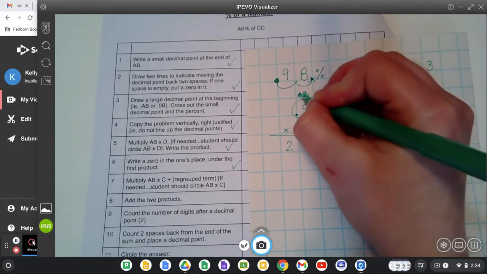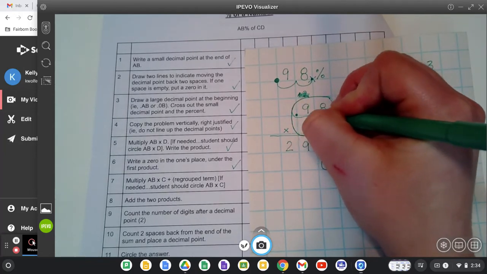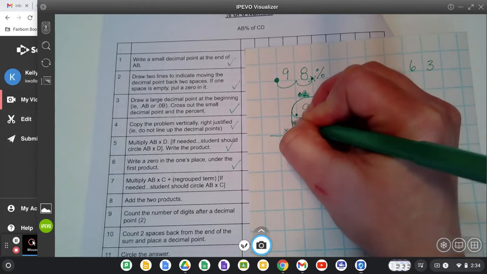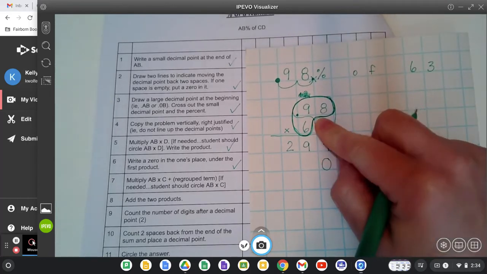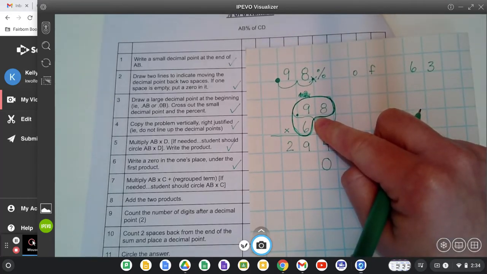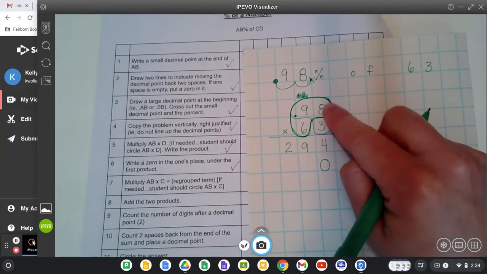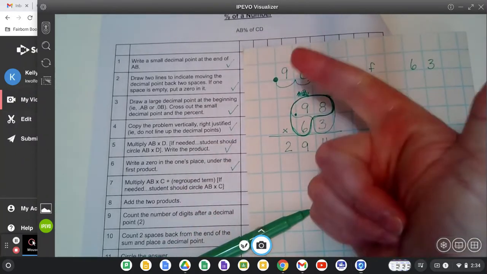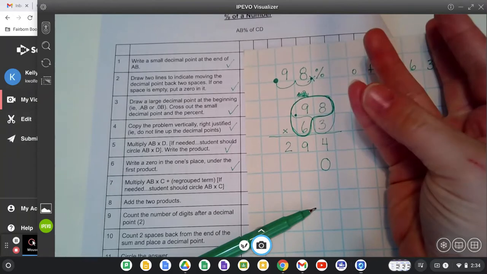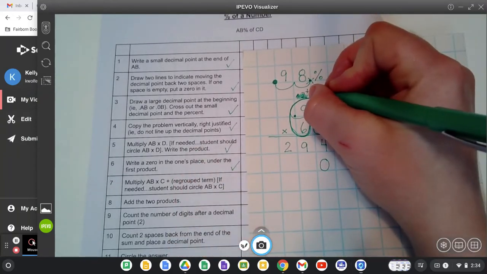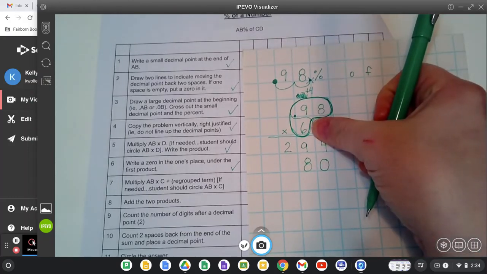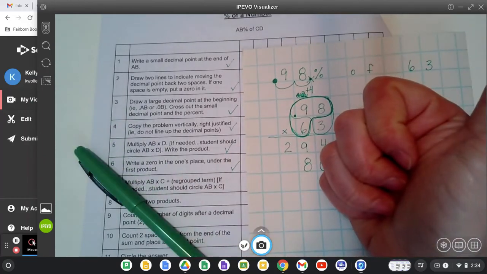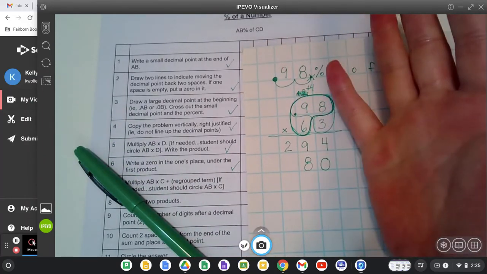Now I need to deal with this 6. This is what I'm going to do. I'm going to make this line a little darker so you can really see what I'm going to do here. I need to do 98 times 6. I know how to do this. I've done this before. Let's see, I'll start with 8 times 6. 8, 16, 24, 32, 40, 48. Plus 4, 8. Next, I need to do 9 times 6. 9, 18, 27, 36, 54.